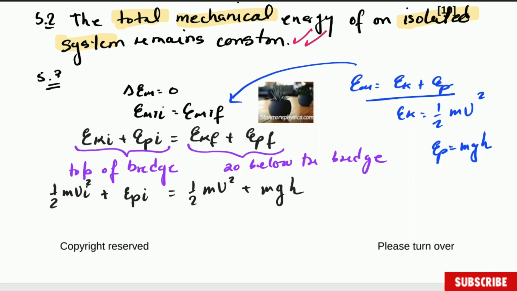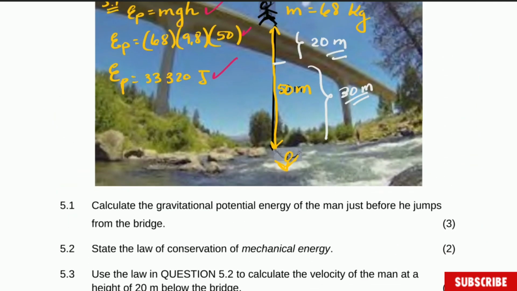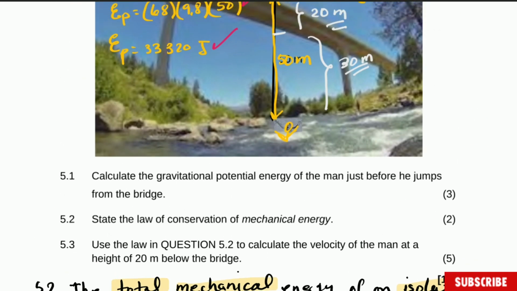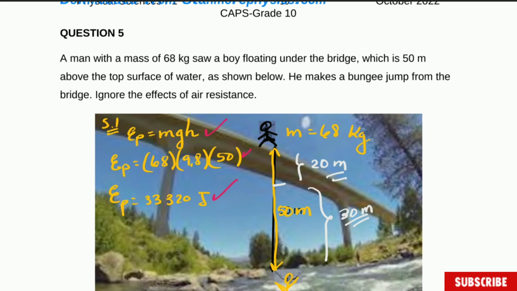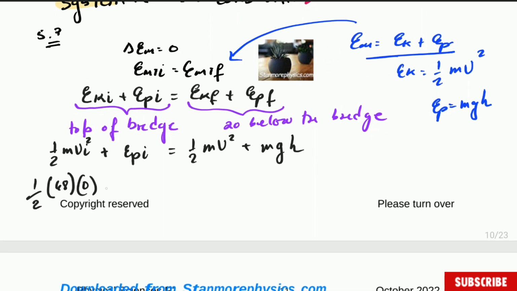We have everything, so let's substitute the numerical values. This one is half the mass of the man, because they want to know for the man it was 68, so we substitute here 68. The initial velocity is 0. All right, the initial velocity is 0. The man was standing there with 0 velocity right on top of the bridge. Plus, this one is known by us. It is 33,320. This is equal to half.